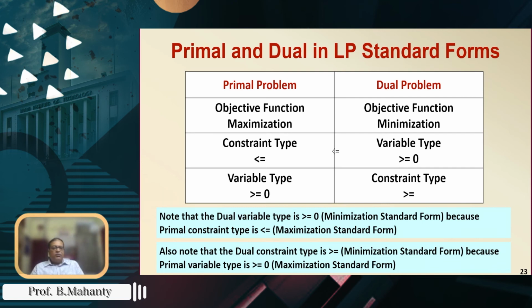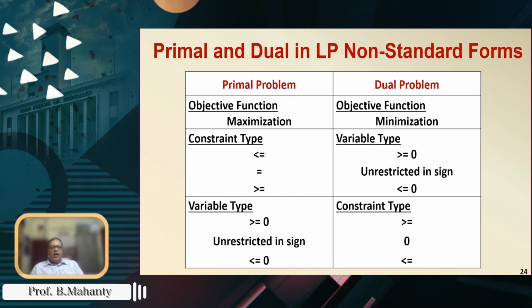The variable type should be greater than equal to 0. And if the variable type is greater than equal to 0, then constant type is less than equal to. Now you see, only when this is true, when the primal is maximization standard form, dual should be minimization standard form. All right. So also note that the dual constant type is greater than equal to minimization standard form because the primal variable type is greater than equal to.